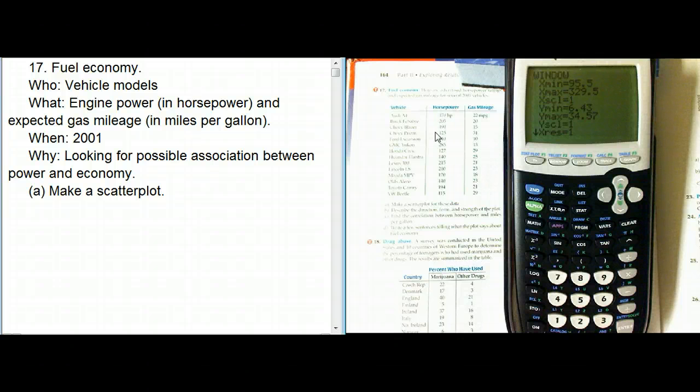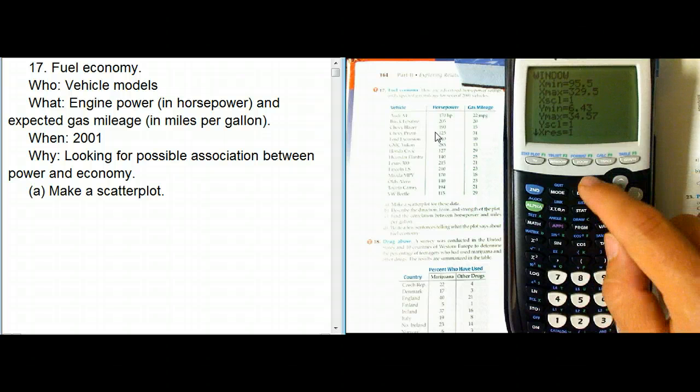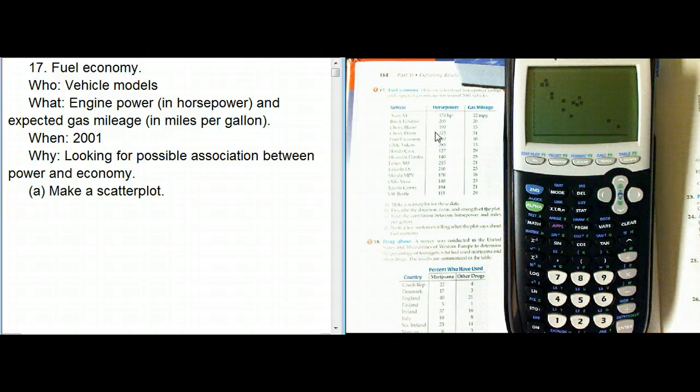These values actually go between about 125 and 3 something, 310 maybe. And then here are the values for the y, between about 6 and 35. So it gives plenty of room for the graph. Okay, so describe the direction, form, and strength of the plot.